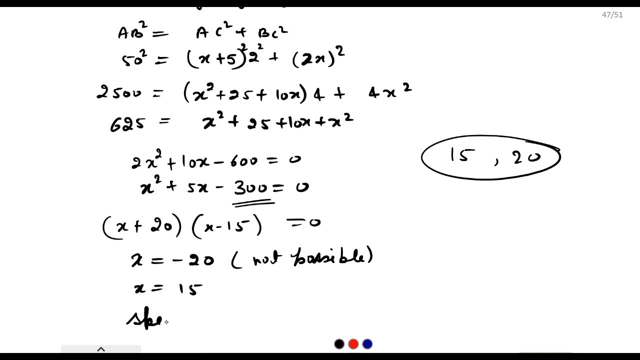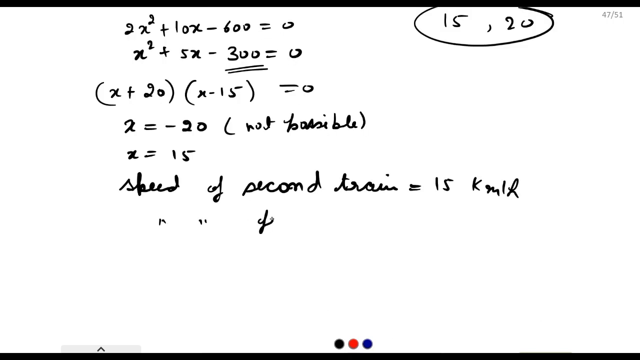Means the speed of the second train is 15 km per hour and that of the first is 20 km per hour, 5 more than the second.